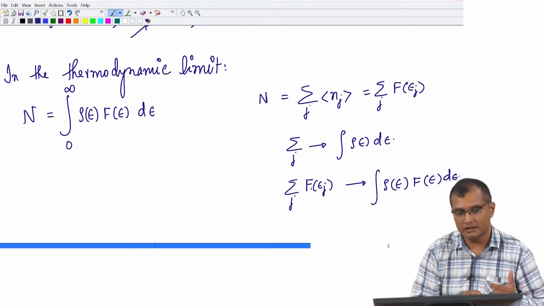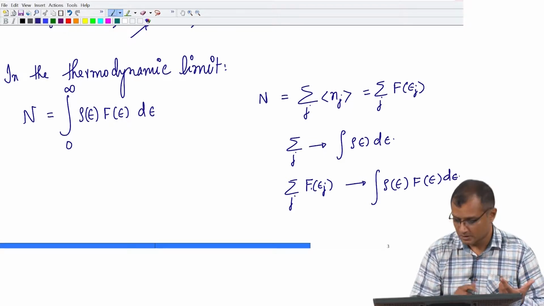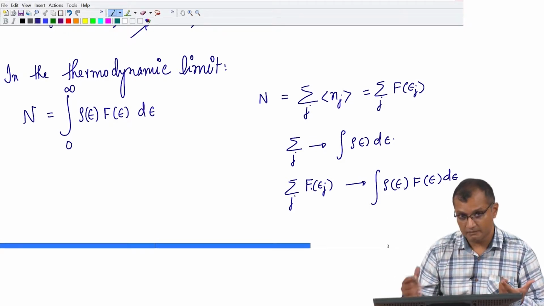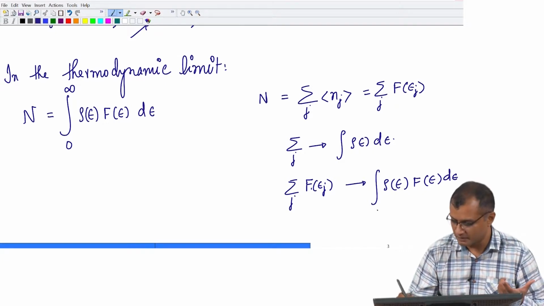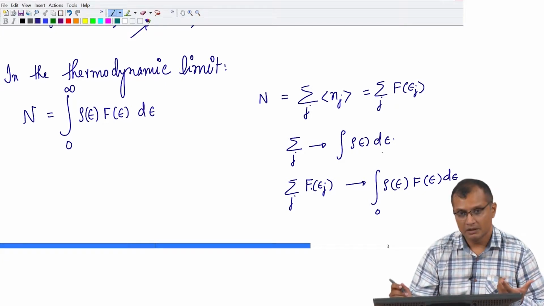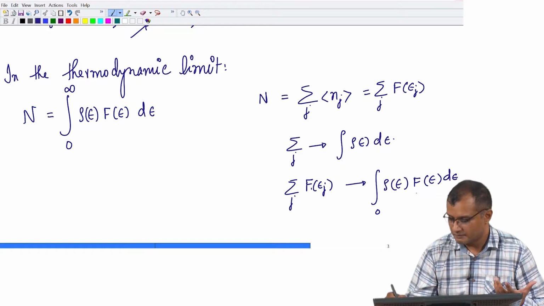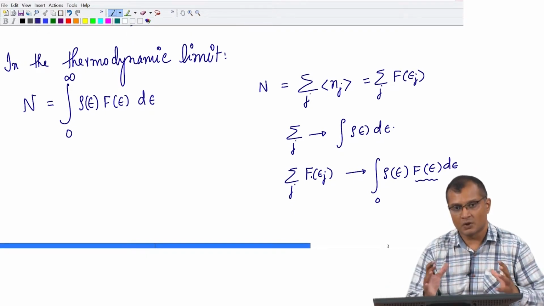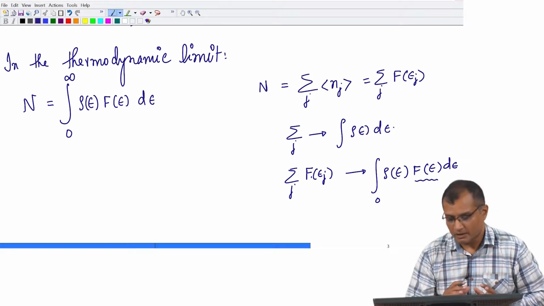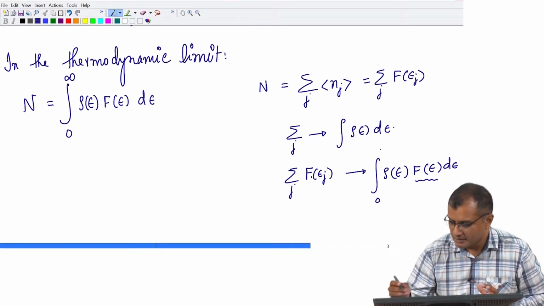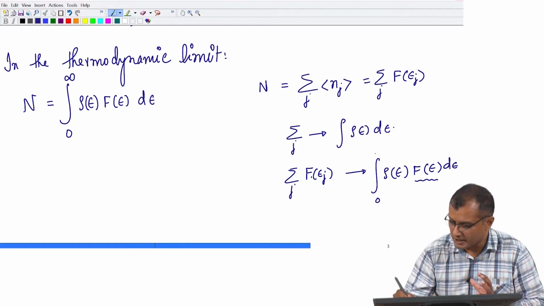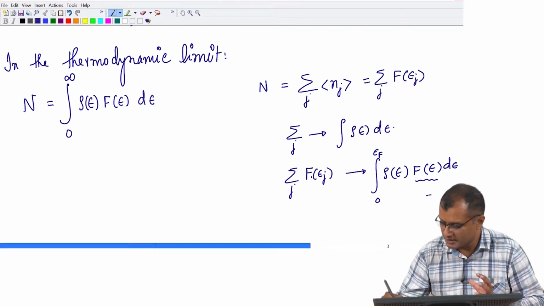Now, if I am at t equal to 0, then I know that all energy levels above the Fermi level will be not occupied, will be vacant. So, this Fermi function is basically 0 above the Fermi energy. So, for the purpose of integration, the upper limit will be just the Fermi energy if you are doing the integration at t equal to 0.